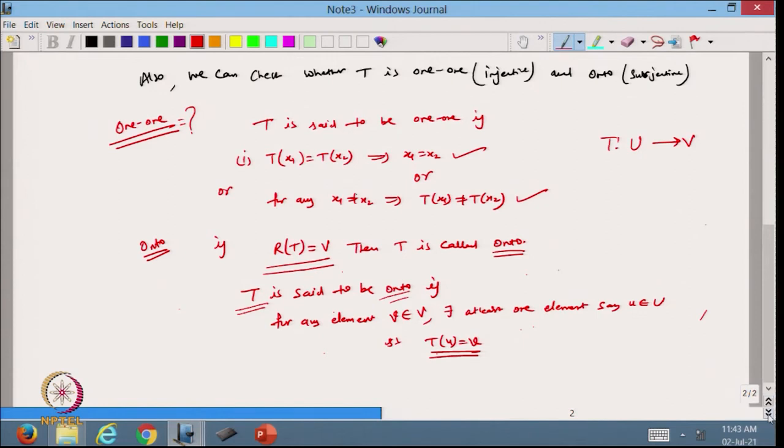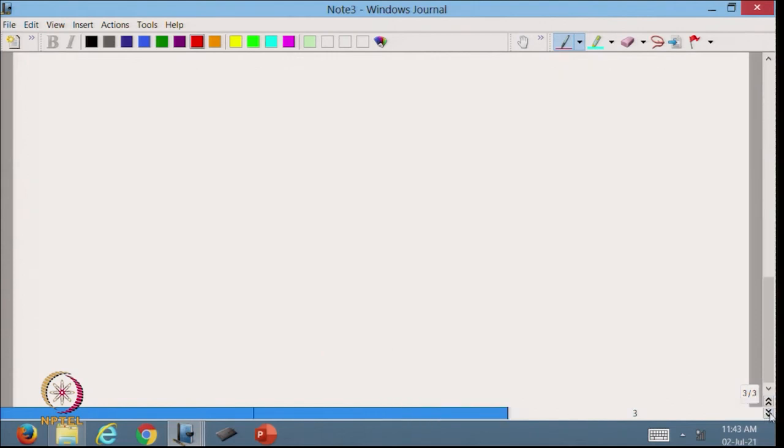So these are the definitions we have defined. Now I want to check how we can find the range space and null space when a transformation is given to us. So let us do one example, because we already know that if we have a map A from Rn to Rm.